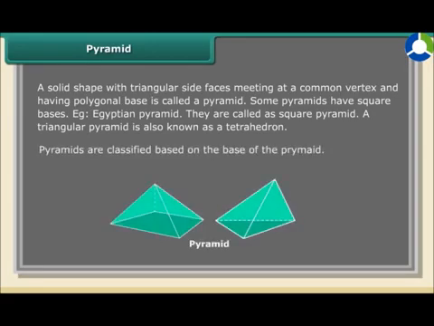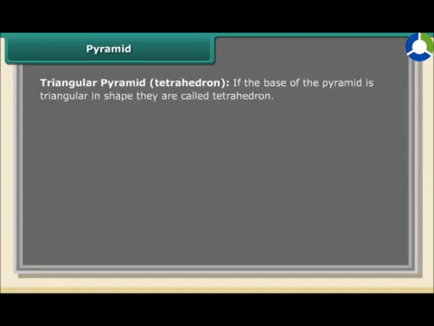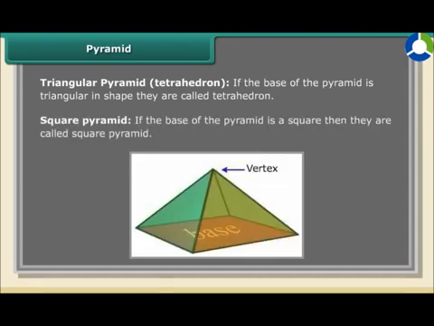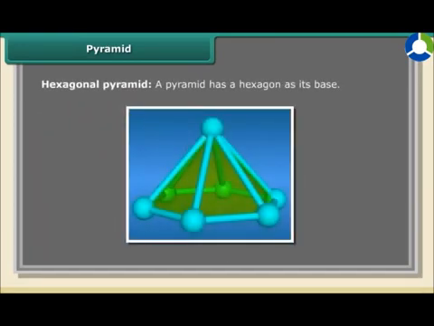Pyramids are classified based on the base of the pyramid. Triangular pyramid, tetrahedron: if the base of the pyramid is triangular in shape, they are called tetrahedron. Square pyramid: if the base of the pyramid is a square, then they are called square pyramids. Hexagonal pyramid: a pyramid that has a hexagon as its base.